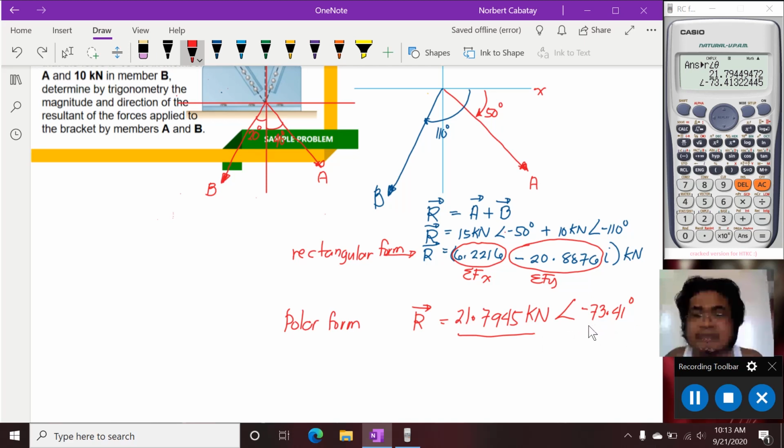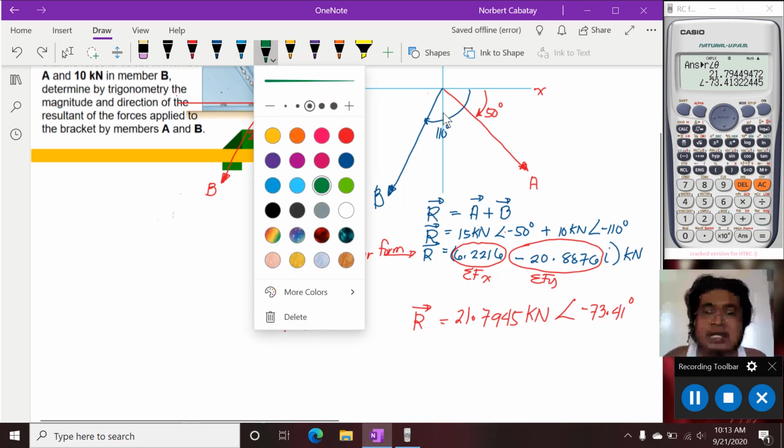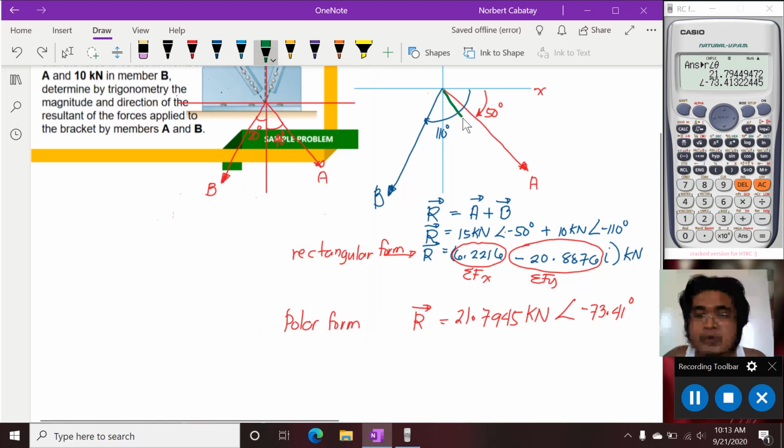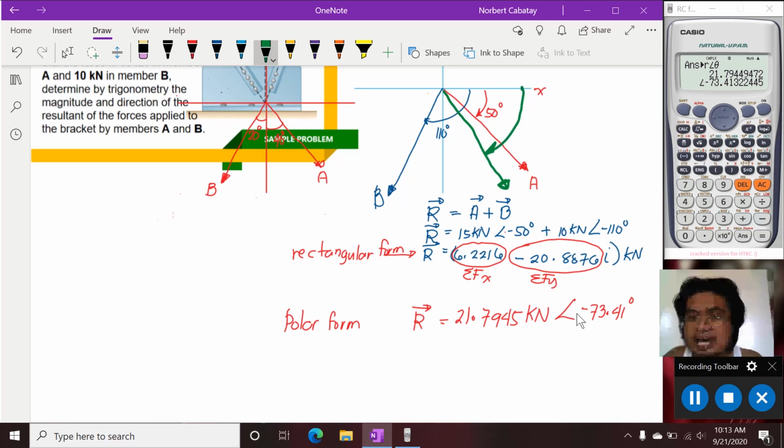So, if we plot it on our graph, here is our resultant. Here it is. How did I know, sir? The magnitude is given as 21 and the angle is negative 73. And don't forget, guys, every angle is referred to the x-axis, so even your answer must be referred to the x-axis. So, it was measured here. Why downward? Because negative is clockwise. So, it was measured here. So, that is our magnitude.